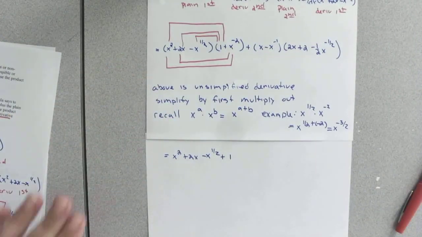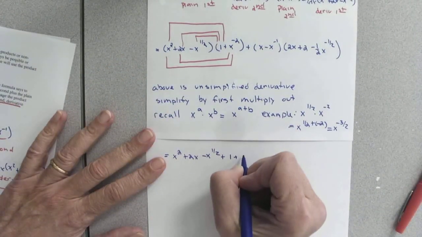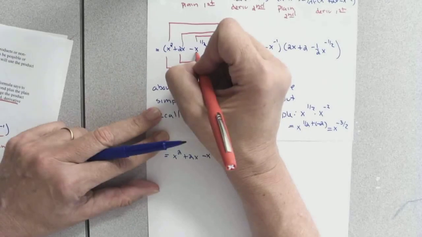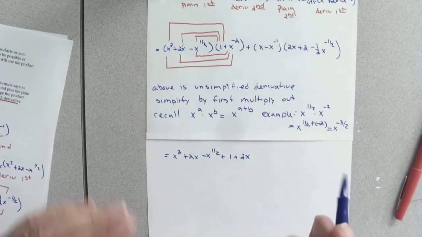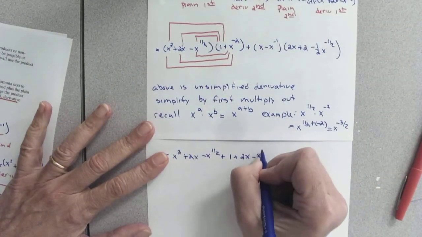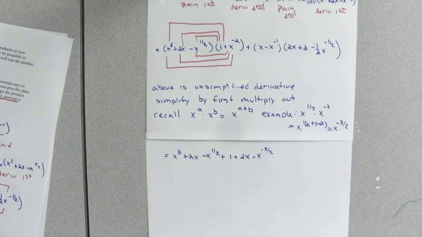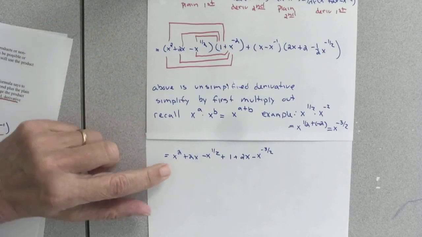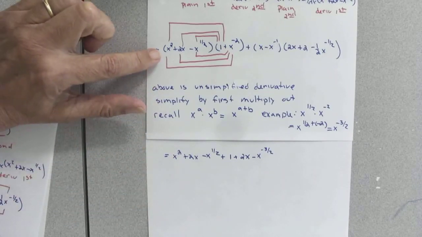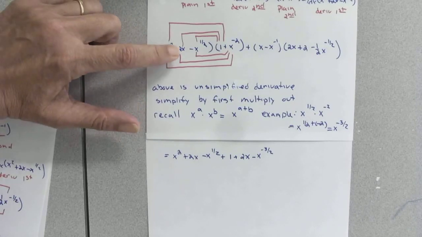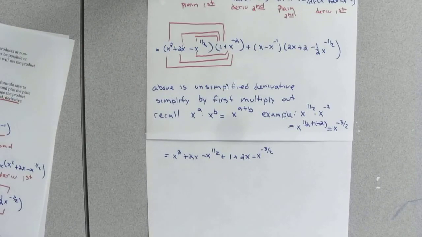2x times x to the negative 2. Again, add the exponents. And so I'm going to get 2x to the first, since 1 plus negative 2 is 1. And then on the end, minus x to the negative 3/2, since 1/2 plus negative 2 is negative 3/2. Then make sure you didn't make any stupid little sign errors. And so I would have 1, 2. That I think is right.